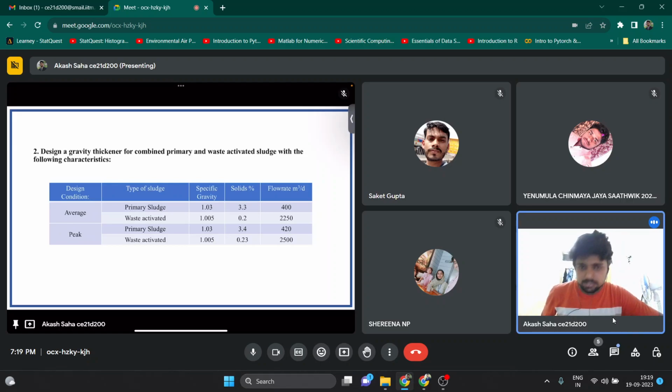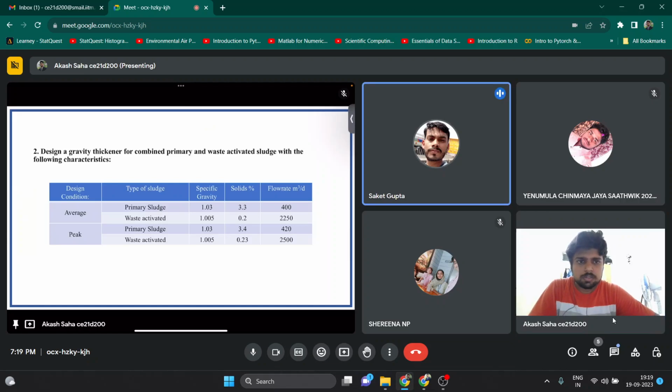It's a short exercise. Again we have to make some calculations regarding the solid contents, and then based on the solid loading rate we have to fix the dimensions of the gravity thickener. Okay, just go through the question once again and take a screenshot of this question. We will try to solve it because these parameters are important and will help us to design. So please take a screenshot of all the characteristics.